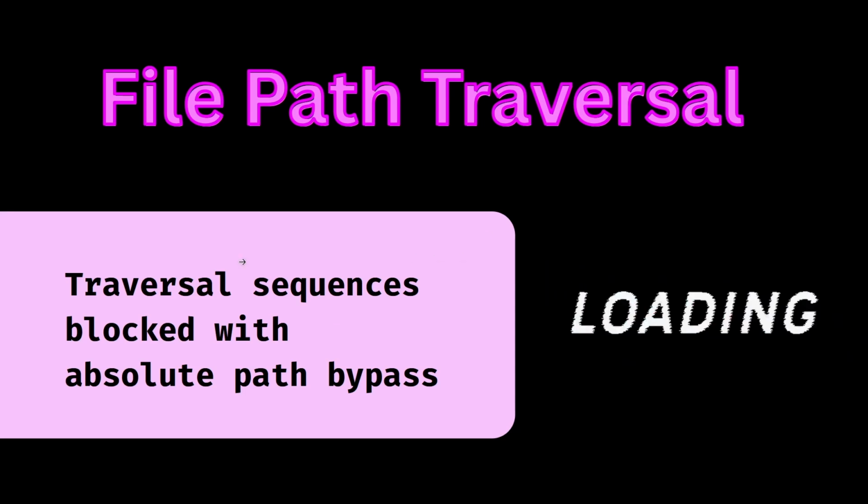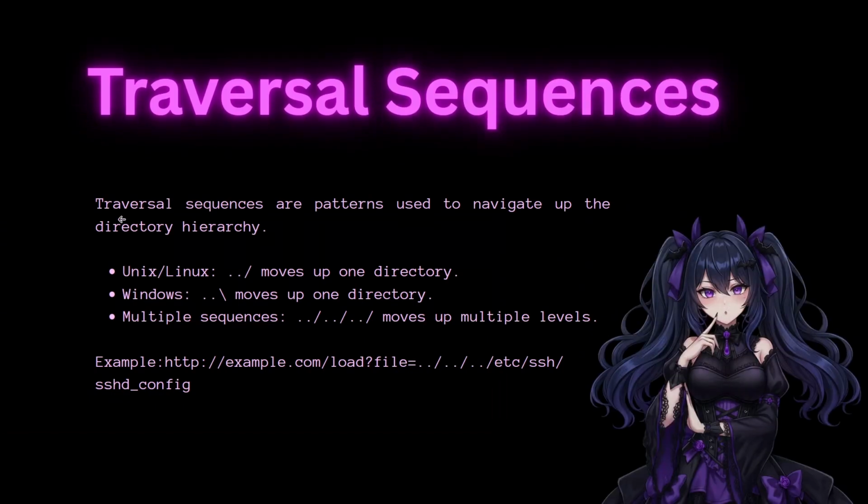Now first let's understand what these traversal sequences are. Traversal sequences are patterns that are used to navigate up the directory hierarchy. What do you mean by navigating up? Navigating up means you are moving one directory up towards the root directory. The topmost directory is the root directory, then we have the subdirectories below that. So navigating up means we are moving one path closer to the root directory.